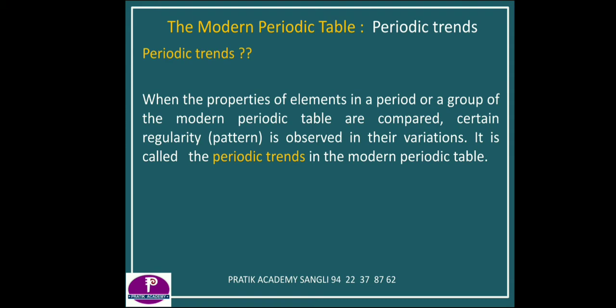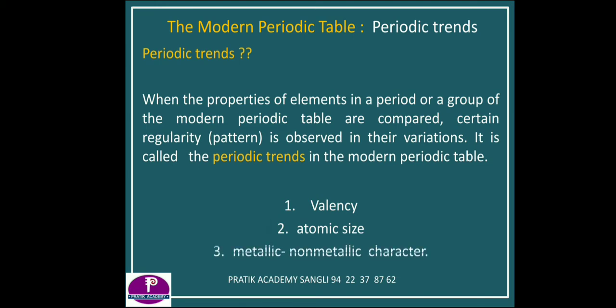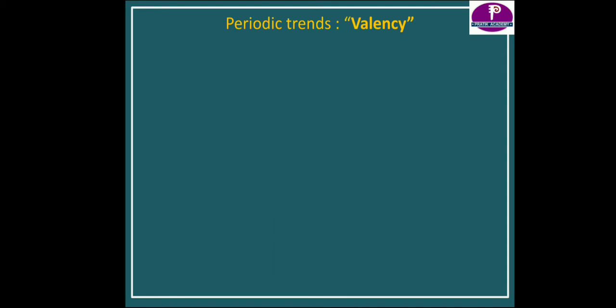In this standard, we will study three such trends: trends in valency, periodic trends in atomic size, and periodic trends in the metallic and non-metallic character of an element. We will study these three trends one by one. Okay, so first we will study valency.